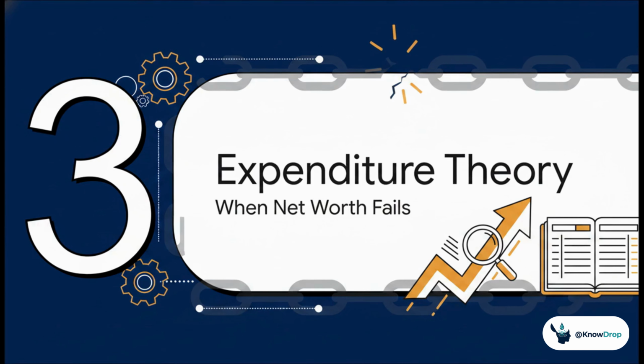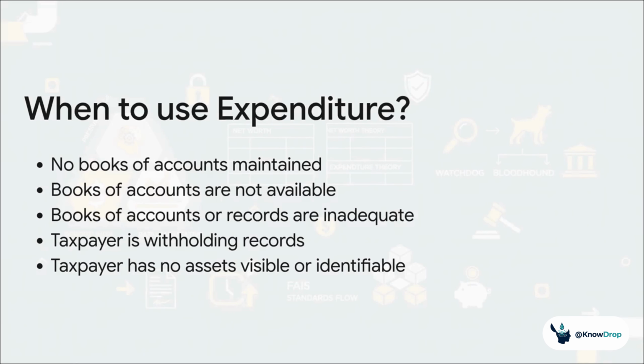Section 3, applying the expenditure theory. So what happens when net worth theory fails us? Let's say our suspect is smart enough not to buy assets in their own name. If they don't have a measurable net worth, that first theory totally falls apart. That's exactly when we pull out our second tool, the expenditure theory.